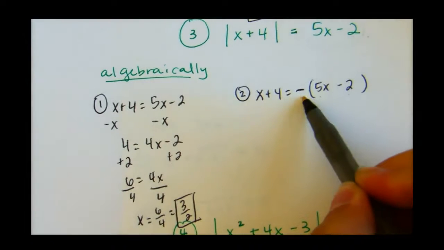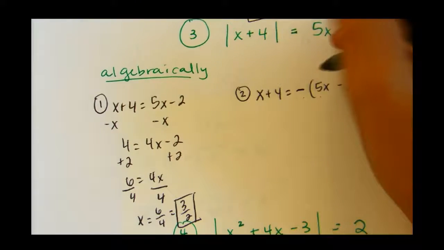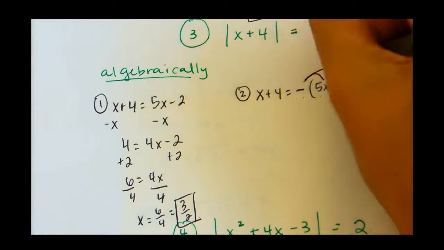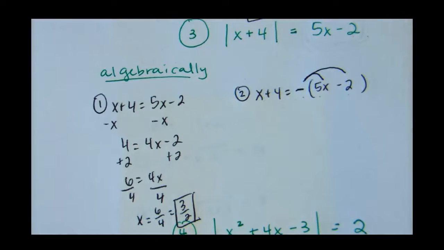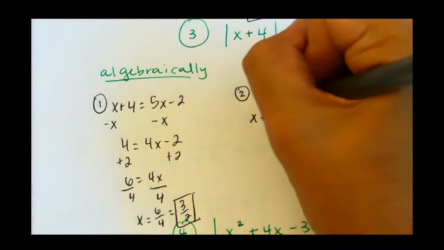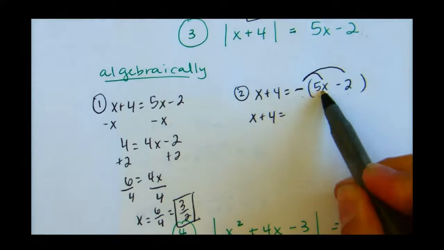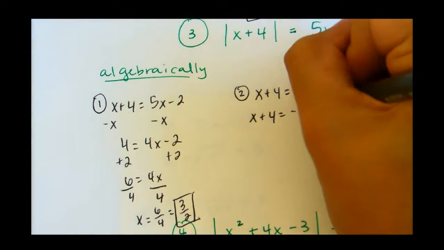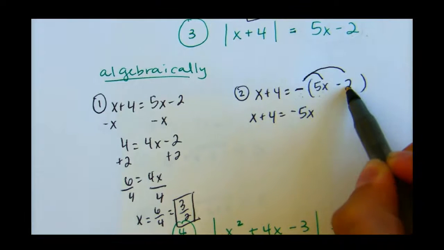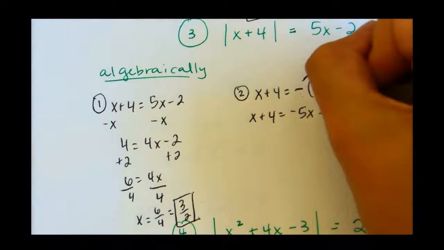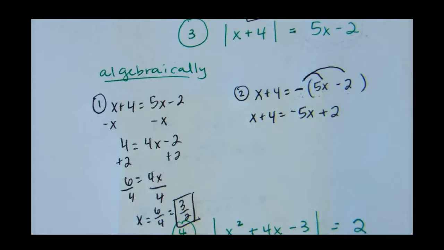Now if I look over here, in order to solve this, my first thing that I've got to do is to distribute in that negative. So I'll have x plus 4 equals negative 5x. And then a negative times a negative 2 is going to give me plus a 2. Now I'm just going to go through and solve.